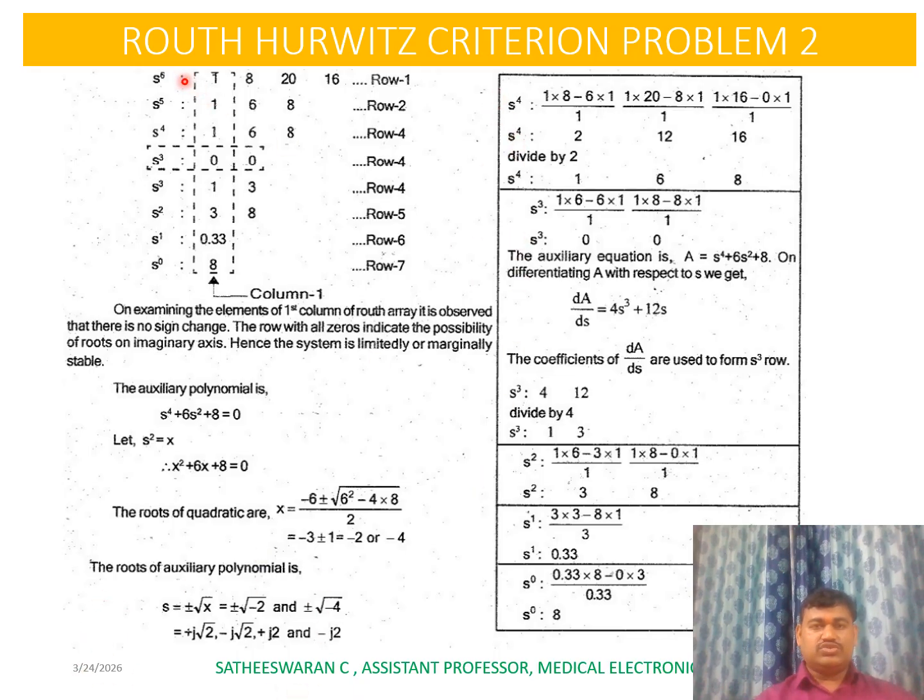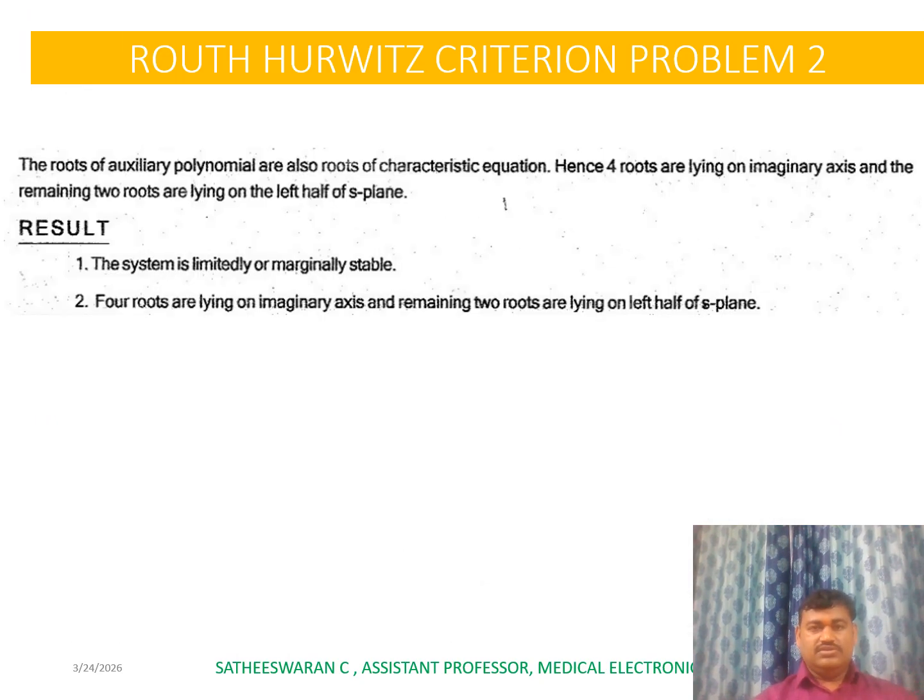Totally there are 6 roots because the highest power of s in the given problem is 6. So out of 6, 4 roots lie on the imaginary axis. The remaining 2 roots lie on the left half of the s plane. So the system is limitedly or marginally stable: 4 roots lie on the imaginary axis and the remaining 2 roots lie on the left half of the s plane.